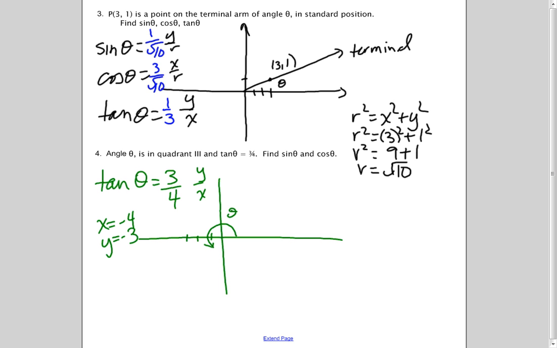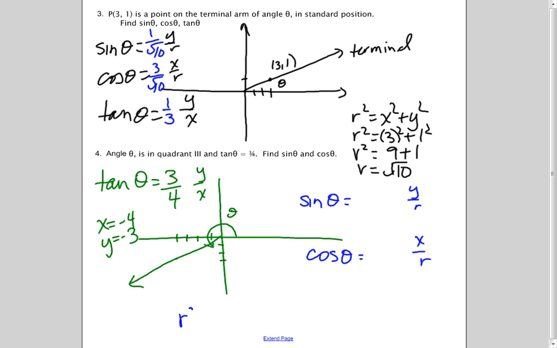So 1, 2, 3, 4, 1, 2, 3. It would look like that-ish. Angle of rotation into that quadrant. And I want sine theta and cos theta. For sine theta and cos theta, I need r: y over r, and x over r.